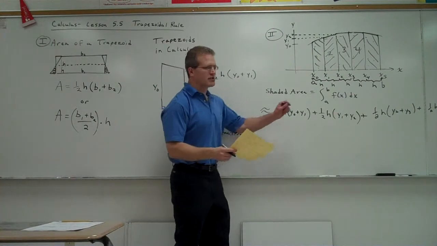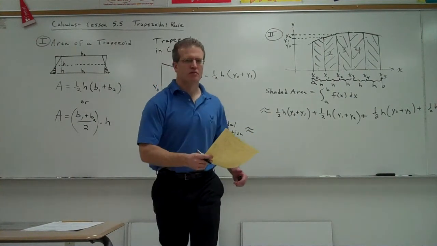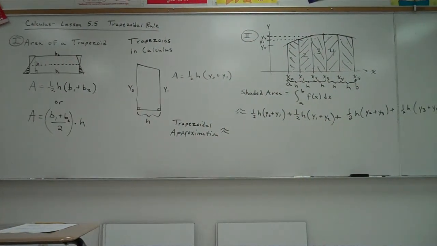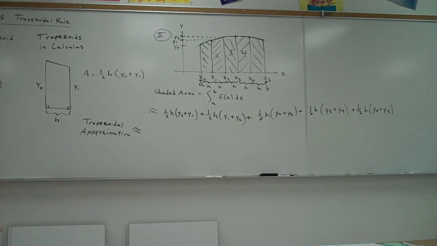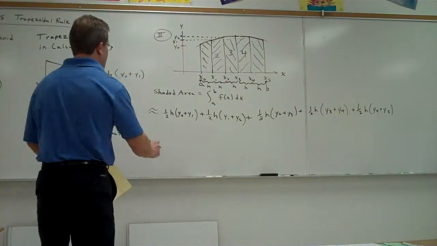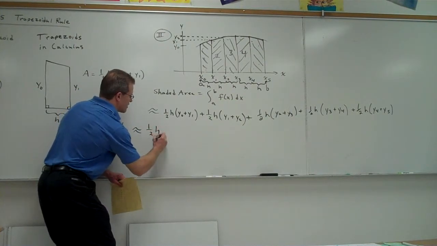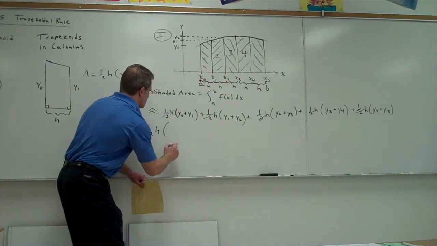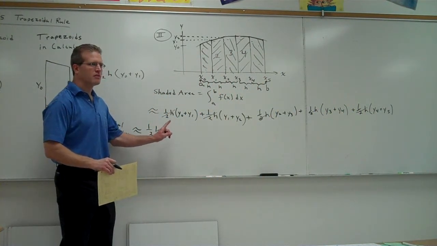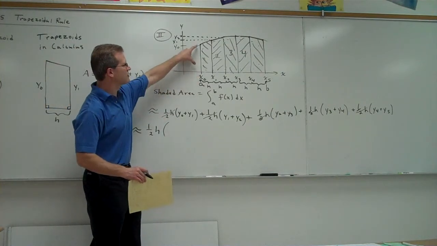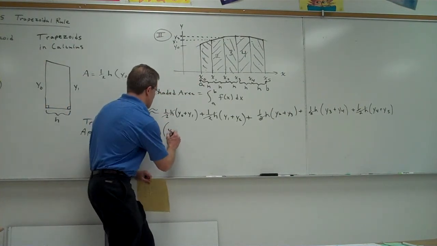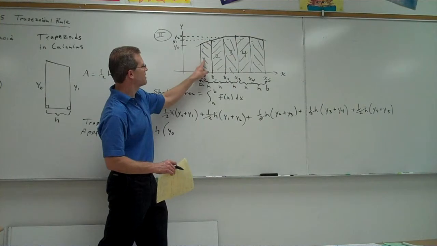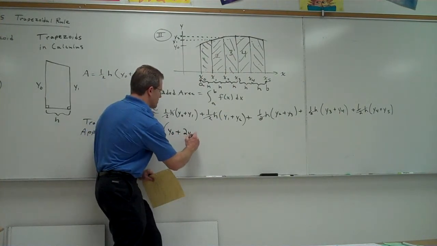First of all, what do all the terms have in common? 1/2 h. So I'm going to turn this so that someone watching can actually see the whole formula. There we go. So they all have 1/2 h. So we're going to factor the 1/2 h out of each term. Then, how many y sub 0s do we have? Only one. We only used that height once, on the left edge of the first trapezoid. How many y sub 1s are there? 2. Because that height got used on the first trapezoid and the second trapezoid. So plus 2 y sub 1s.